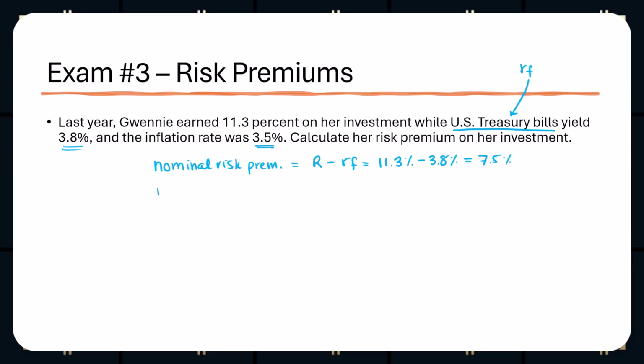But that's our nominal risk premium. We can use the approximate Fisher equation to find the real risk premium. That's simply going to be the nominal risk premium minus inflation. That is 7.5% minus the 3.5% inflation rate. So our real risk premium, accounting for inflation, on an approximate Fisher equation basis, was in fact 4%.